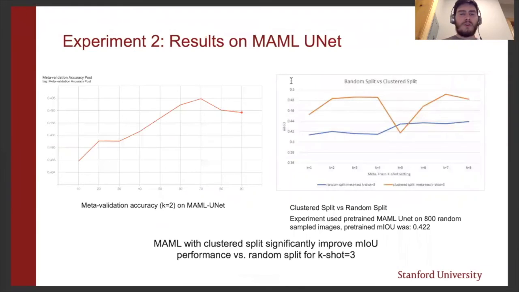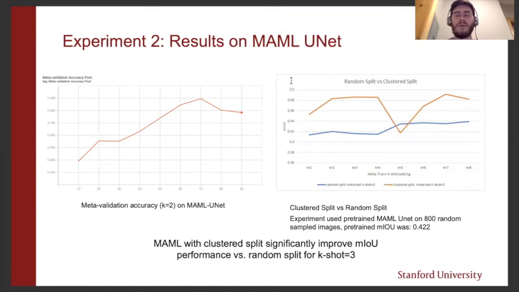Here are the results of our experiments. On the graph to our left, we can see that our few-shot segmentation system can work well on our data set. We can see here in a K-shot 2 setting that after 100 epochs or so, our system does learn in this few-shot manner and can achieve a mean intersection over union of 0.485.